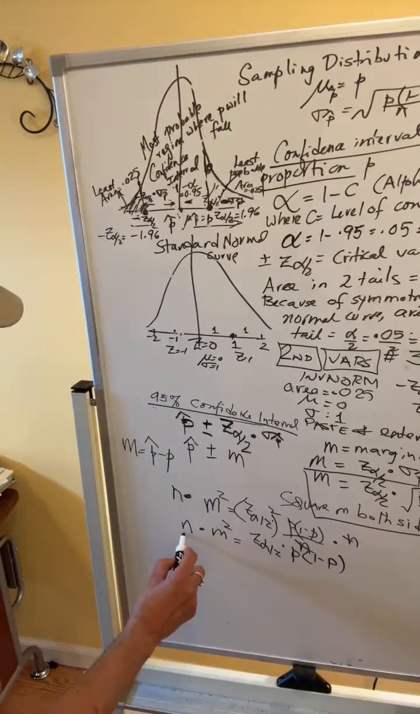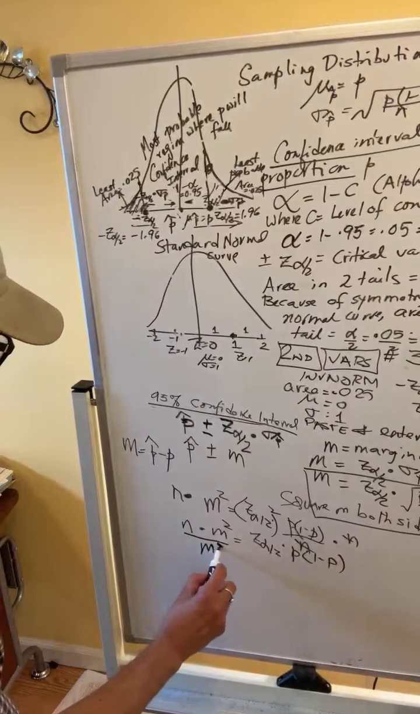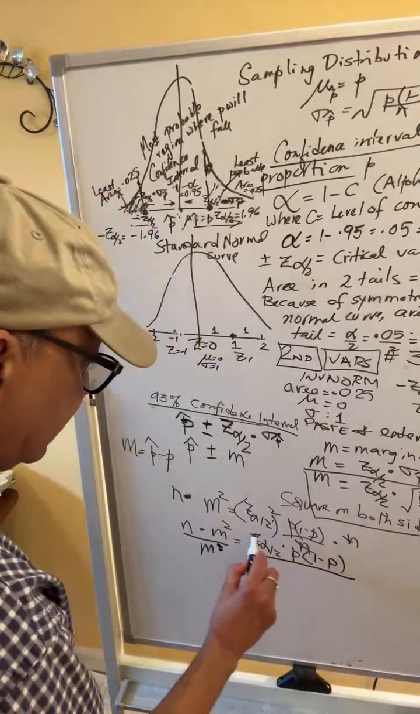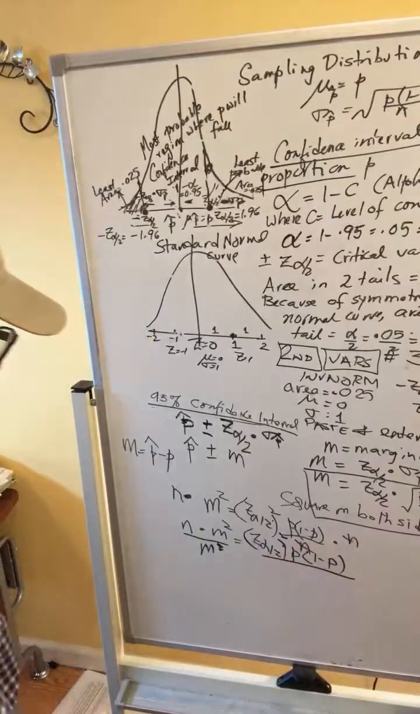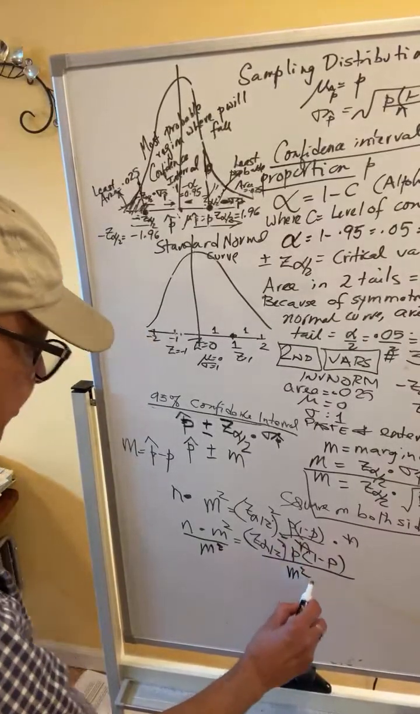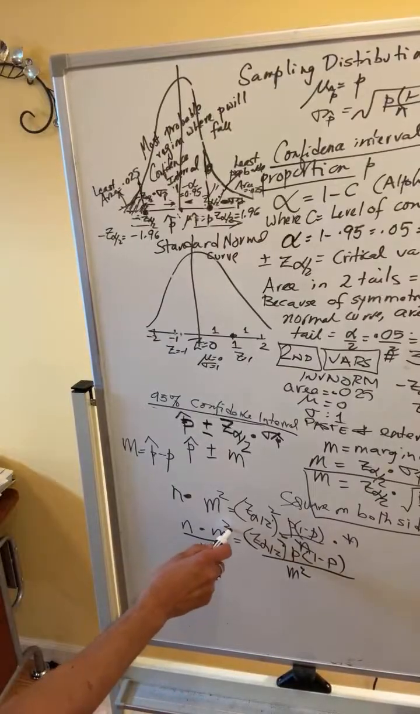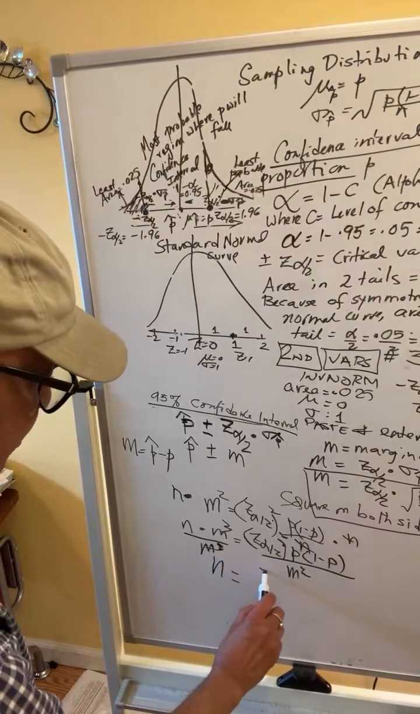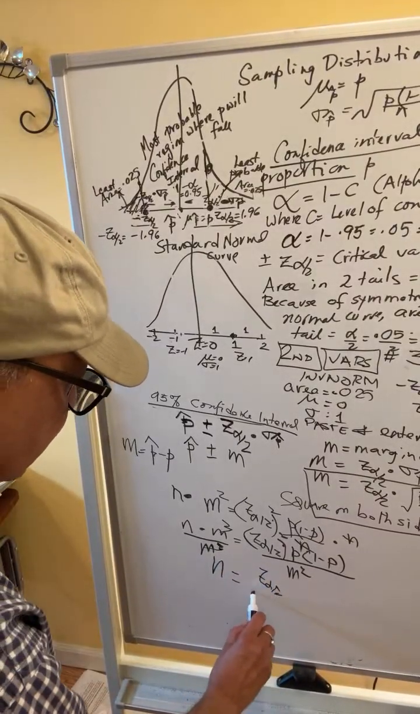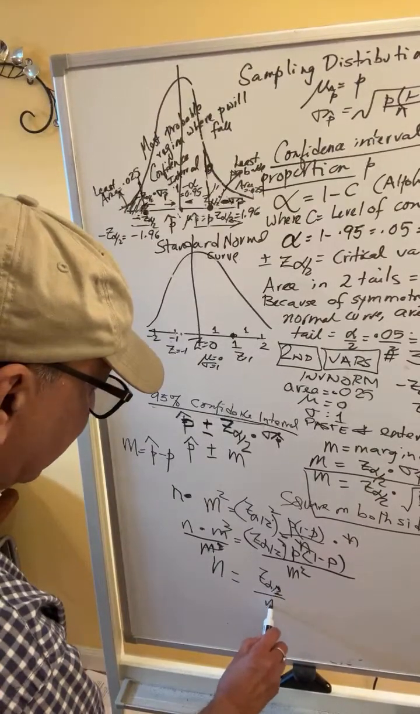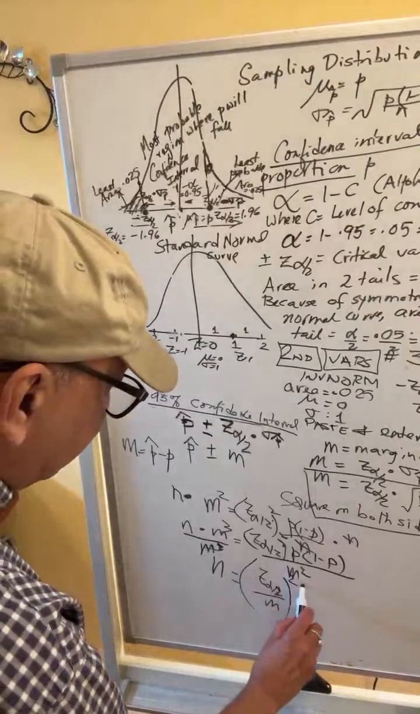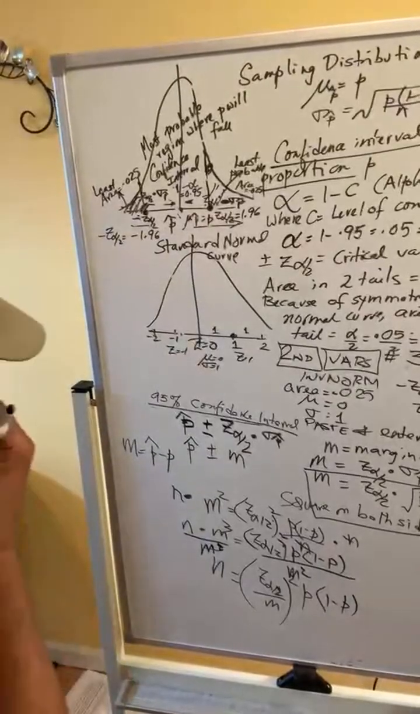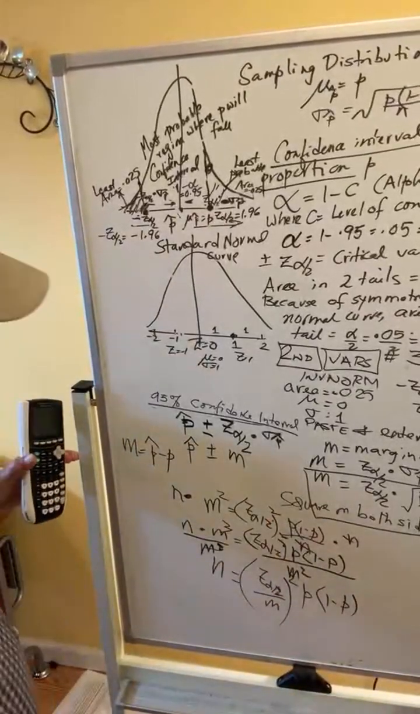Now I will divide by m square on both sides. Why? Because my goal is to separate n by itself. And this z alpha by 2 is squared, and I'm dividing by m square. When I do that, this m square cancels with this m square on the left hand side, and I get n equal to z alpha by 2 divided by margin, the whole thing squared, times p multiplied by 1 minus p. So that is the equation for minimum sample size.